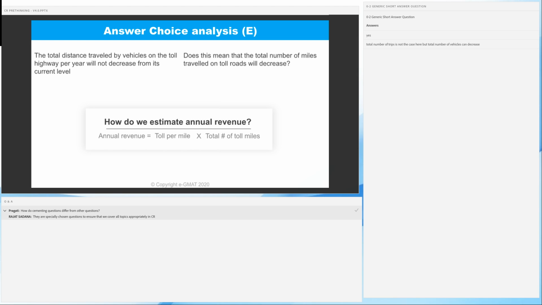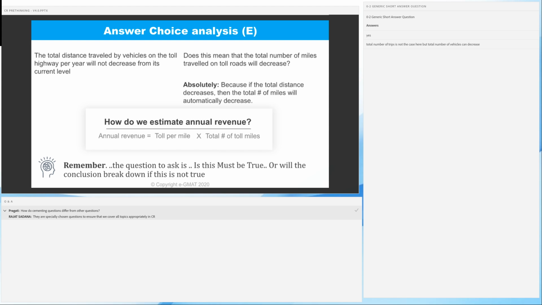About half of you, 47% of the class, chose the correct answer, which is that the total distance traveled will not go down from what it was last year or from the current level. If we falsify that, does it mean that the total number of miles will decrease? Yes, total distance is the same as total number of miles. So is that a must be true? Absolutely, which is what makes this the correct option.